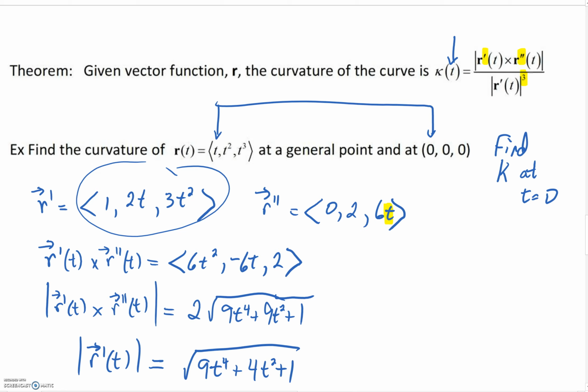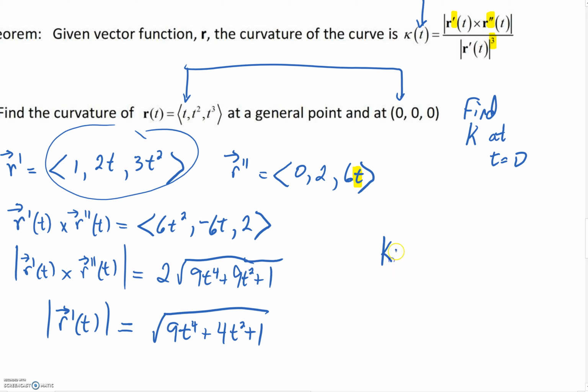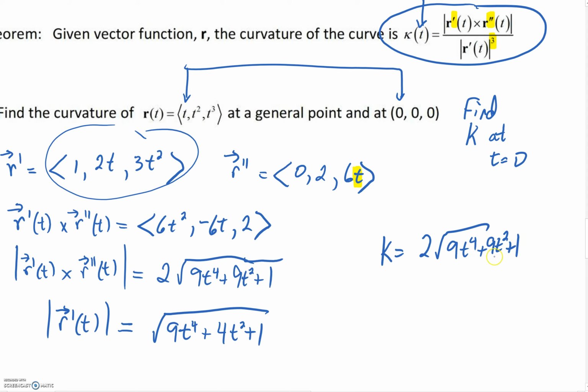So, what you more or less have then is following this formula, kappa, and I'm just going to write this down right here. It's the length of that cross product. That's going to be 2 radical 9t to the fourth plus 9t squared plus 1 divided by the length of r prime. But remember, we're going to have that whole length raised to the third power.